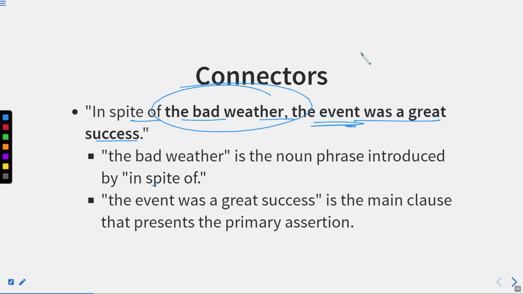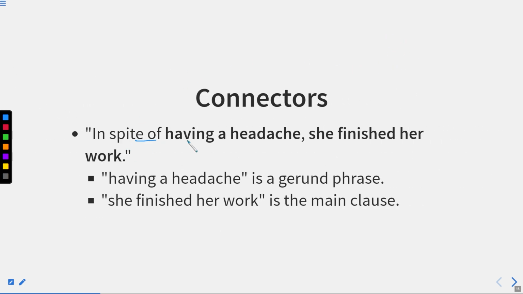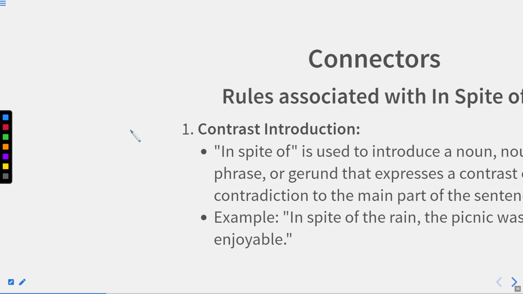Okay, now whenever we have in spite of, if we have a verb after it, it should be only in the ing form. That means it is also known as gerund. Now you can see over here that it is written, in spite of having a headache, she finished her work. It means having a headache is a gerund phrase, and she finished her work is the main clause. So both of these are coming together. Okay, in spite of means when something happens, but that does not make any relevant effect on the other action in the same sentence.